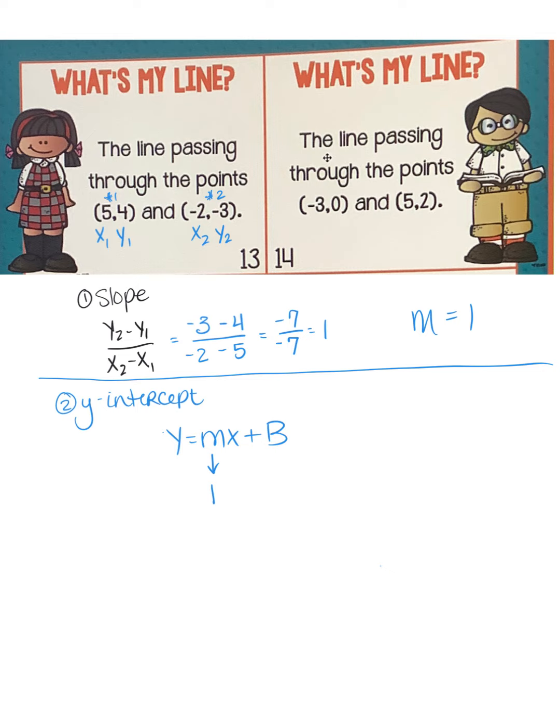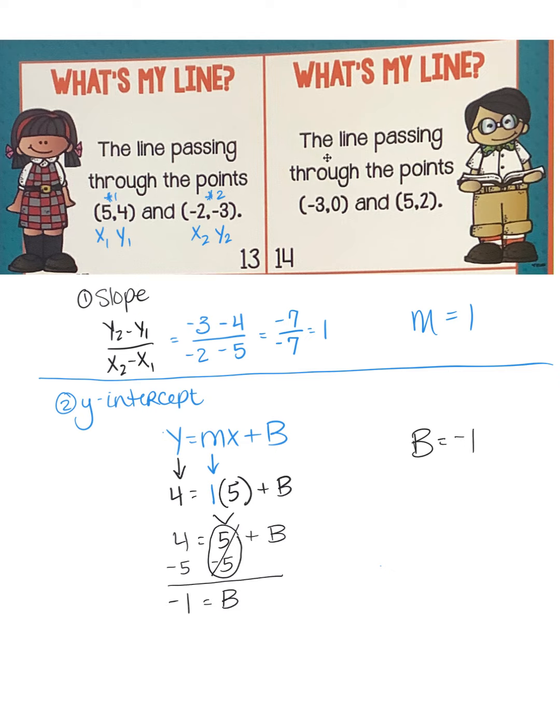So here the x is 5 and the y is 4. So under the y, I have 4, and where the x is, I have 5. Multiply. Bring down everything else. And because that's a positive 5, I'm going to subtract 5 from both sides. Remember, this needs to equal 0, because we want that to cancel out, because we're trying to isolate the variable b. And 4 minus 5 is negative 1.